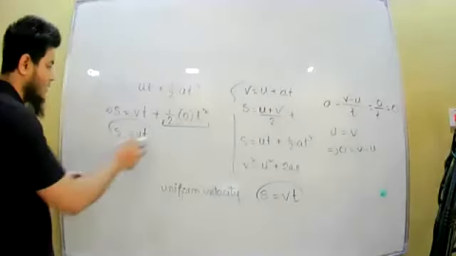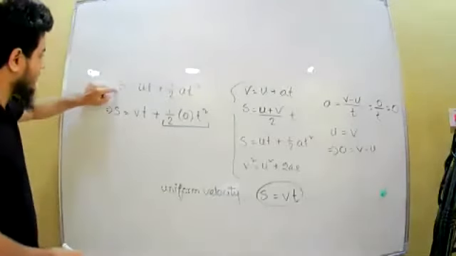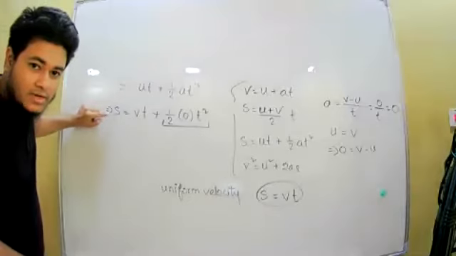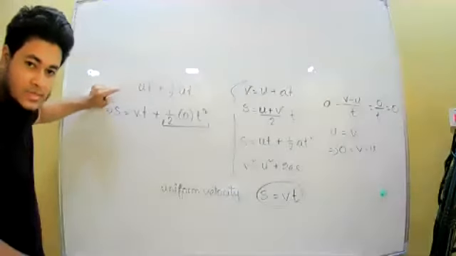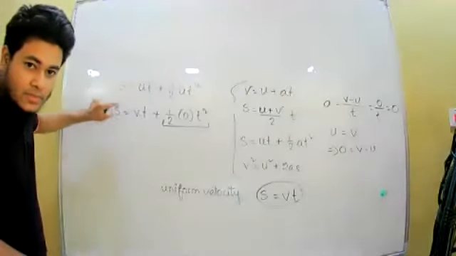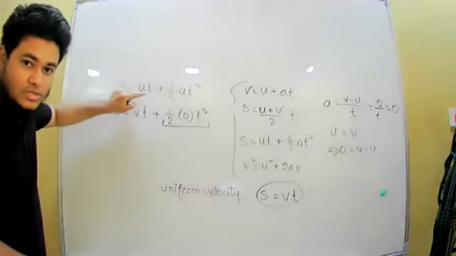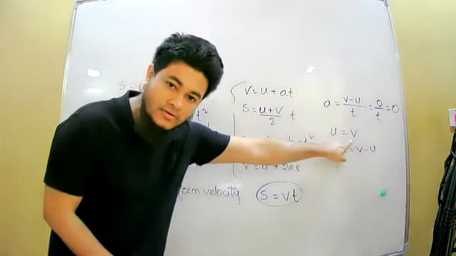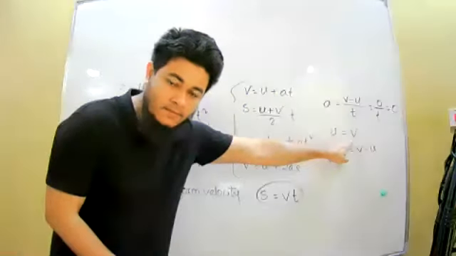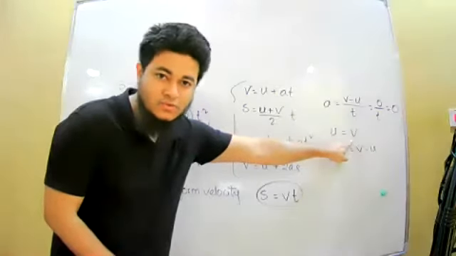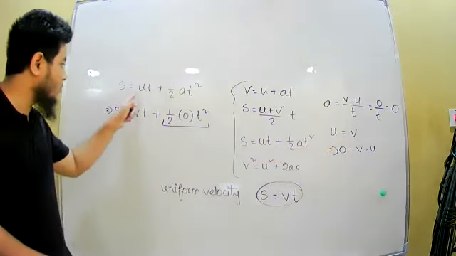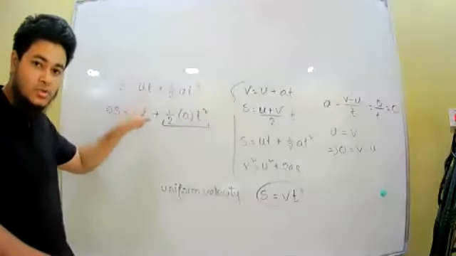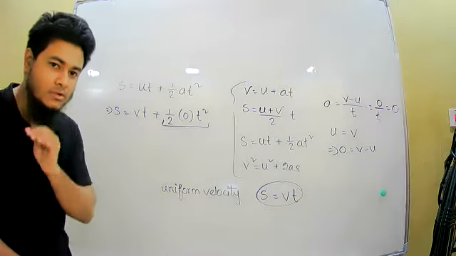Yes, sir. So here on the left-hand side, we have S. I have written S. Then there is an equal sign. Then we have U into T. This U can be replaced by V. Do you agree? Yes, U is equal to V. So instead of U, I can write V over here. So UT, I can write as VT. Any objection?